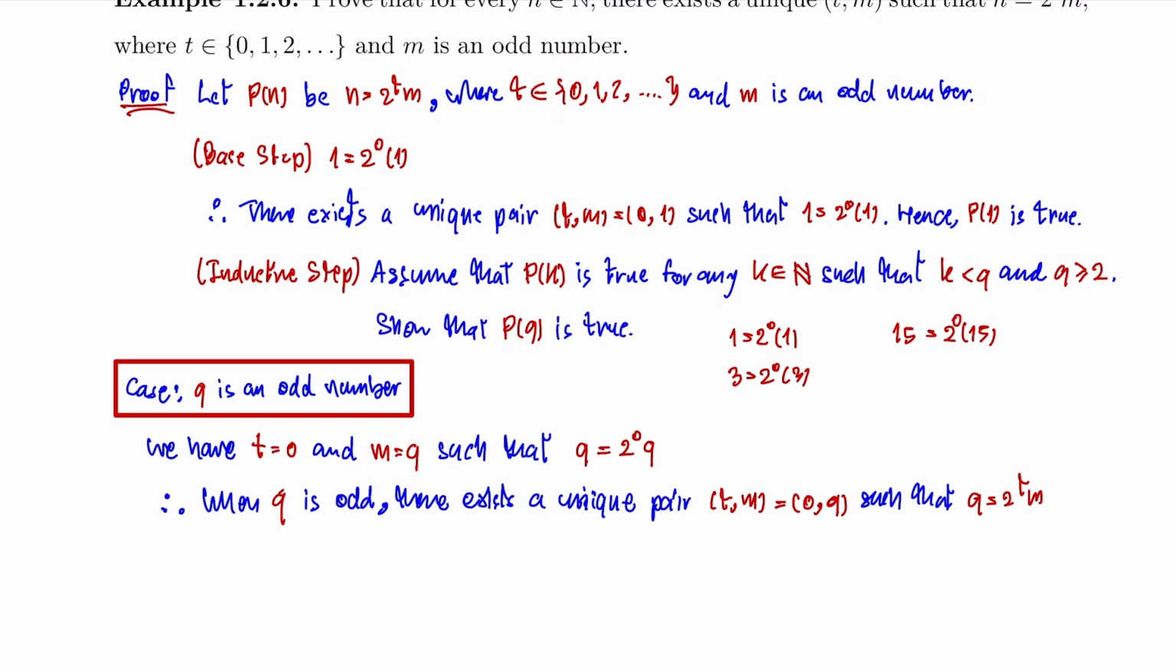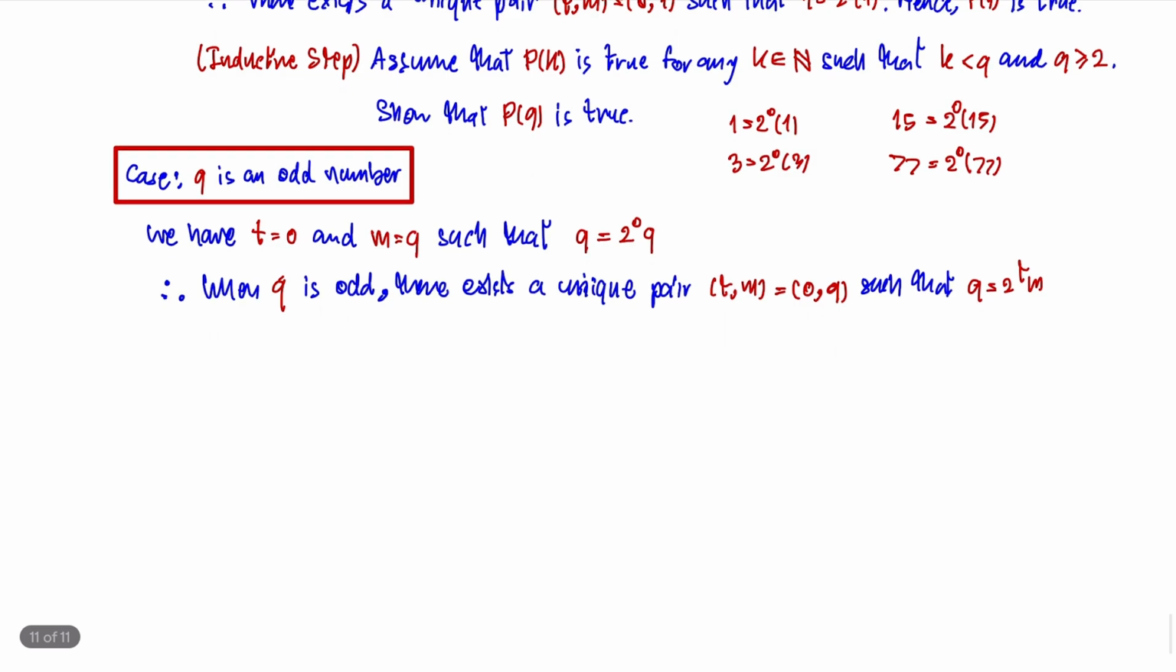Okay? 77 is an odd number. For an odd number, it must not have 2 as a factor. So 2 raised to the 0 times 77. Okay? And there is no other form for this odd number. Got it?